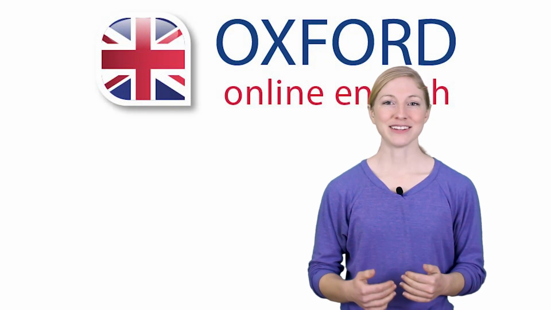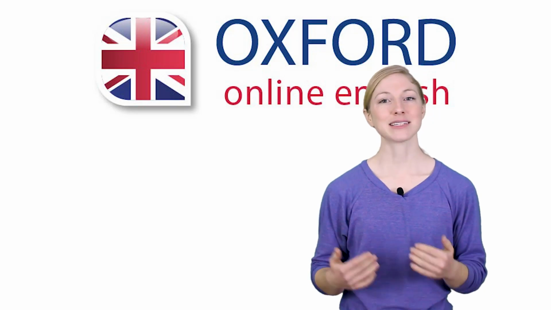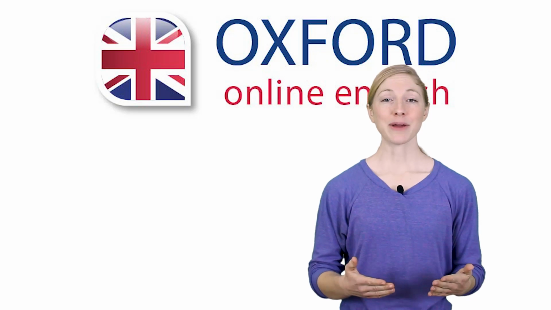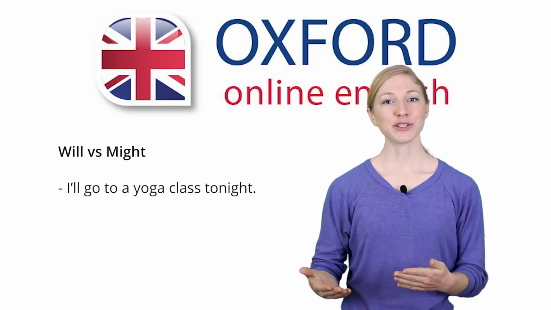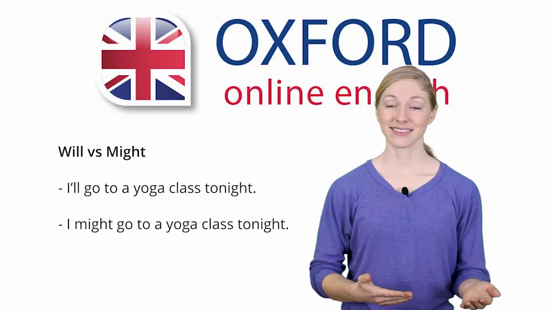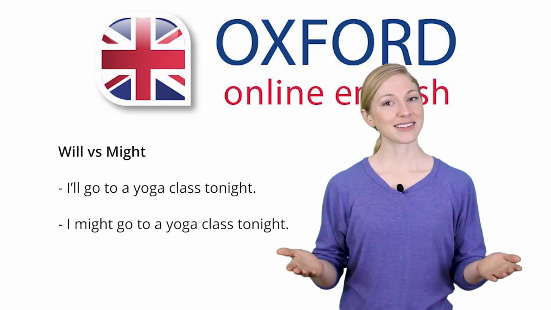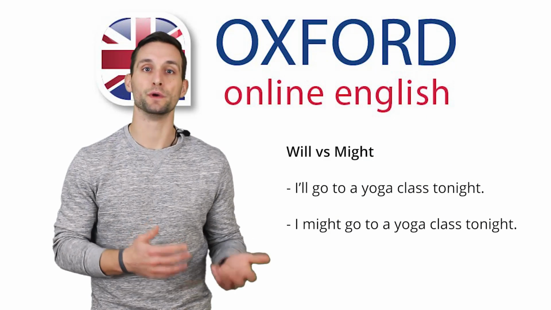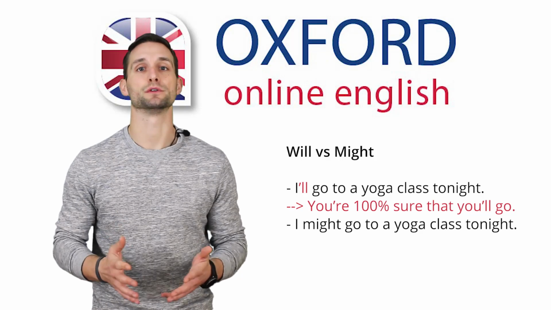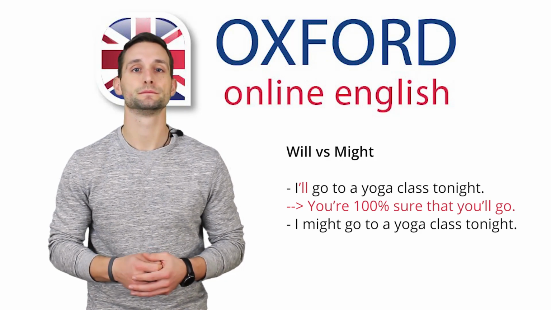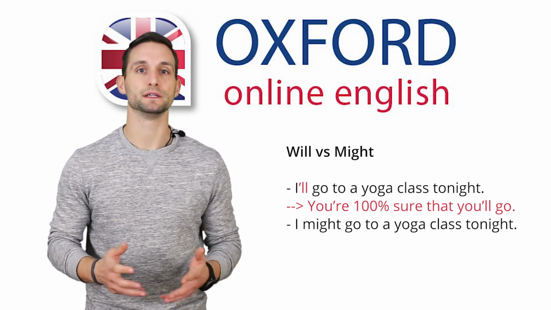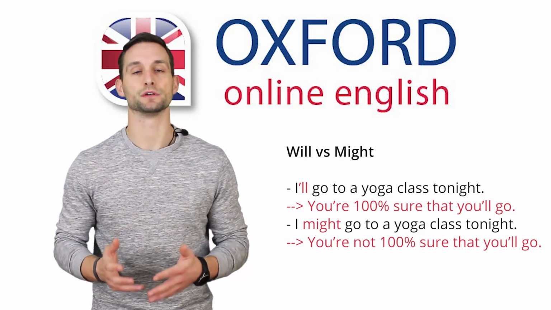Let's start by looking at the difference between will and might. Look at a pair of sentences. I'll go to yoga class tonight. I might go to yoga class tonight. What's the difference? The first sentence, with will, expresses certainty. You're 100% sure about your plans. The second sentence, with might, expresses possibility. You're not 100% sure about your plans.